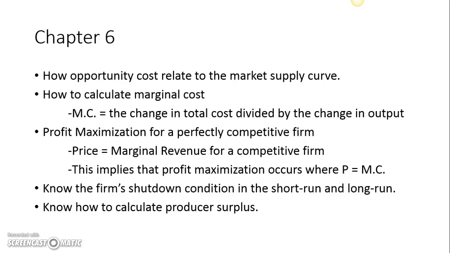Okay. Also, you need to know the firm's shutdown condition in the short run and the long run. In the short run, the firm will shut down if the price falls below their average variable cost, and they'll shut down in the long run if price is below their average total cost, which means they have negative profit. And you also have to understand how to calculate producer surplus.